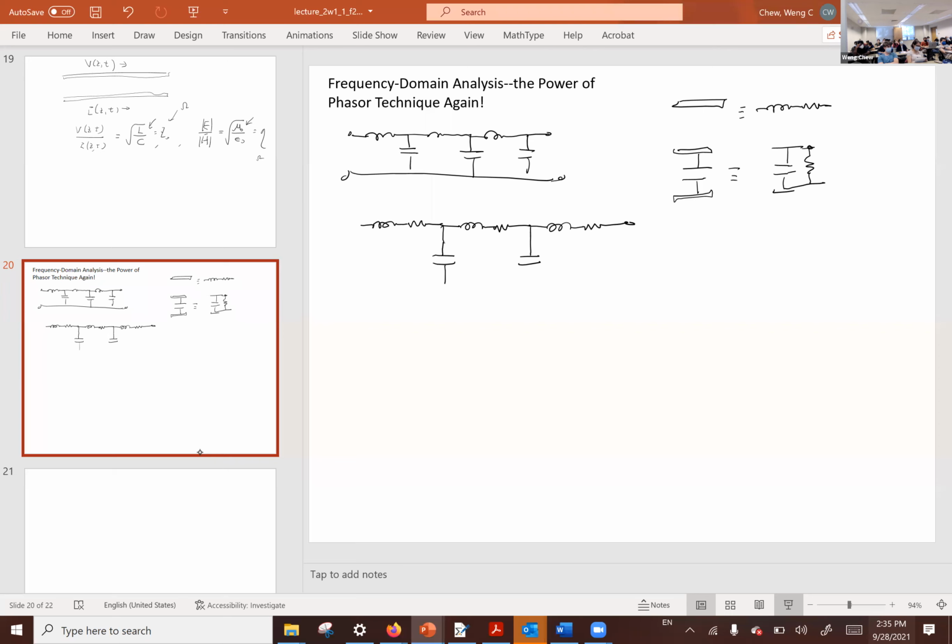So you know what I mean. You just have to put a resistor in parallel to this one. The resistor in parallel to the capacitor accounts for leakage loss in the capacitor, and then the resistor in series with the inductor accounts for copper loss in the piece of wire connected to the inductor.